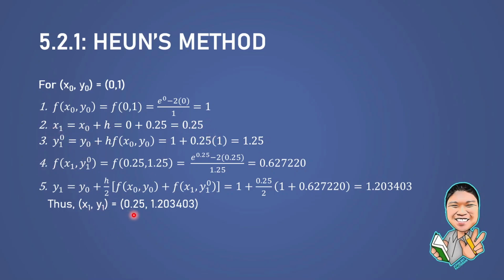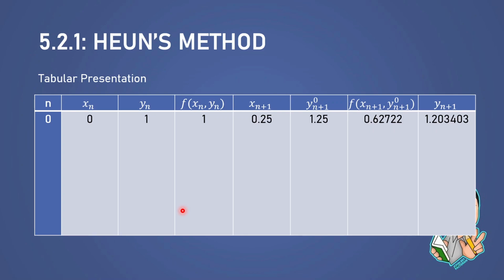So, at least, meron na tayong conclusion na yung bagong point natin, x1, y1. So, from step 2, ang x1 is 0.25. And from step 5, ang ating y1 is 1.203403. So, ayun. Meron na tayong next point. Again, mas maganda if isusulat mo siya using a tabular solution. So, initial point is 0 and 1, di ba? Then, ito, value niya 1. Tapos, ito, 0.25 na. Ito, naging 1.25. From step 4, 0.62722. And from step 5, 1.203403.